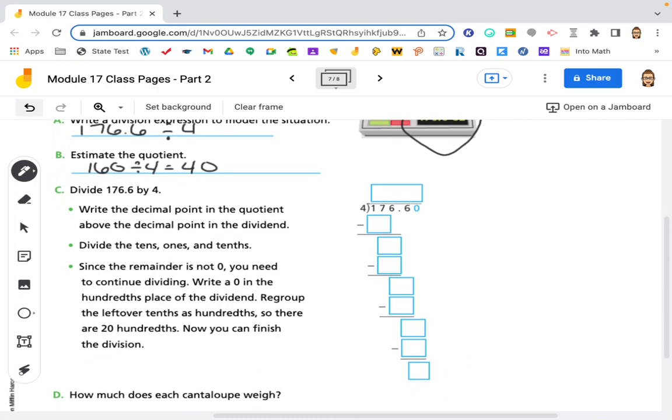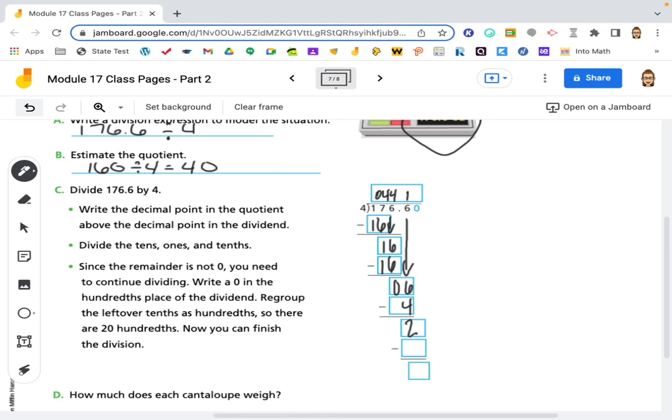So we look. We have 4 goes into 1. Nope. But 4 does go into 17 4 times. 4 times 4 is 16. So we subtract, we get 1. We bring down our 6. 4 goes into 16 4 times. 4 times 4 is 16. We subtract, we get 0. We bring down our 6. 4 goes into 6 1 time. 1 times 4 is 4.